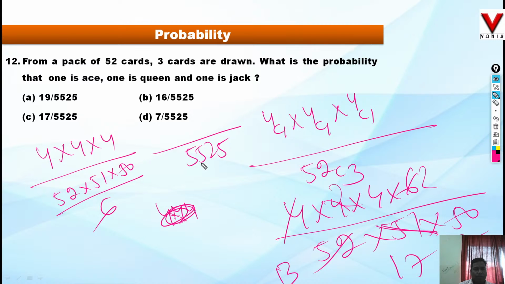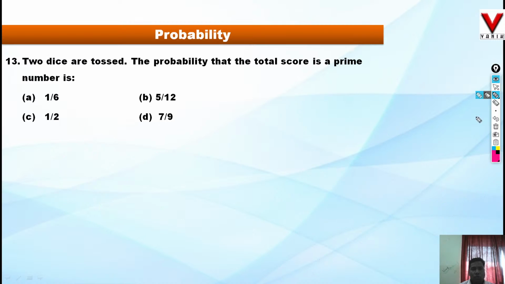Two dice are tossed. The probability that the total score is a prime number. The total number of samples for two dice is 36.